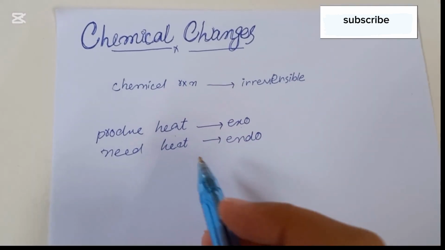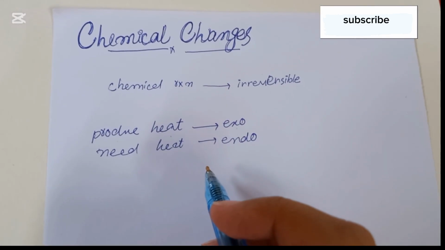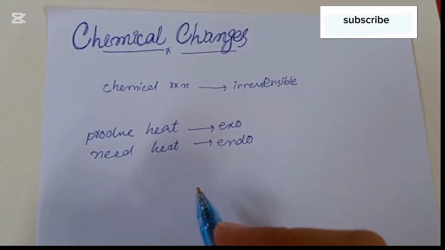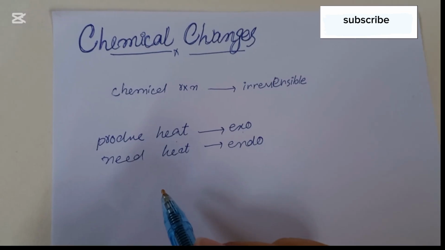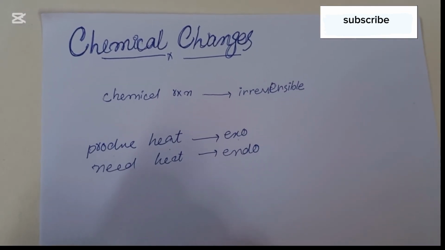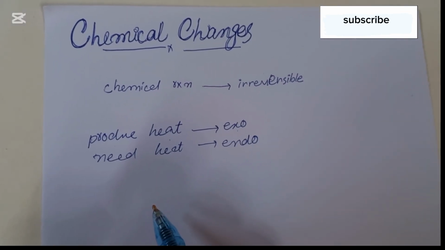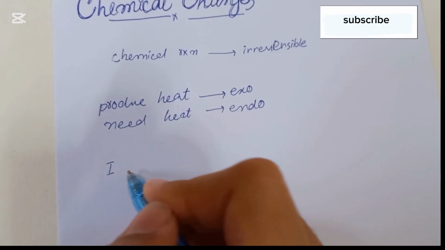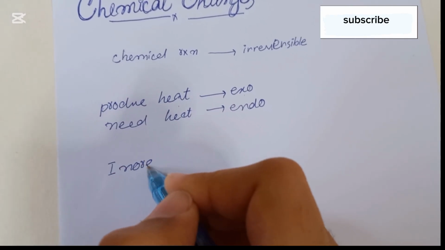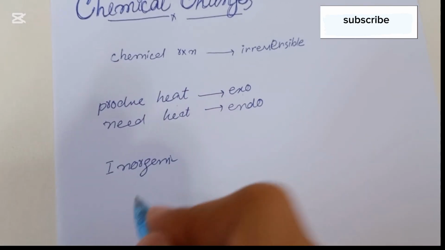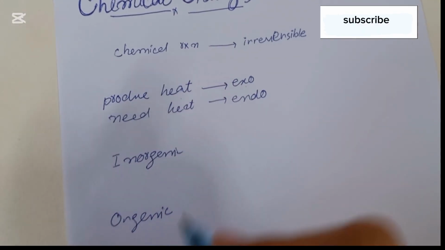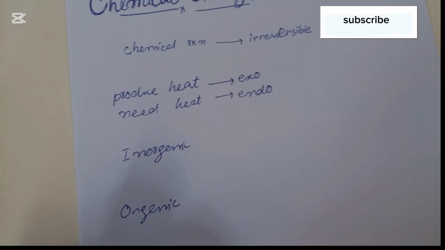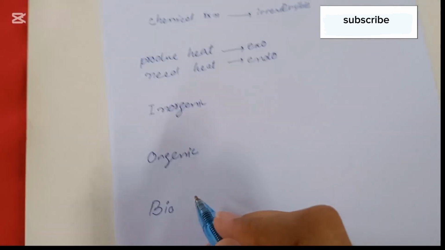Chemical changes involve three types. They are inorganic changes, the organic changes, and the biochemical changes. Inorganic, organic, and also the biochemical change.